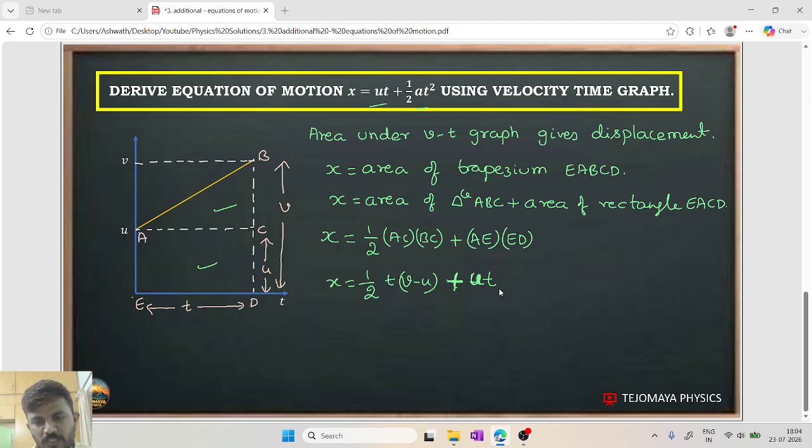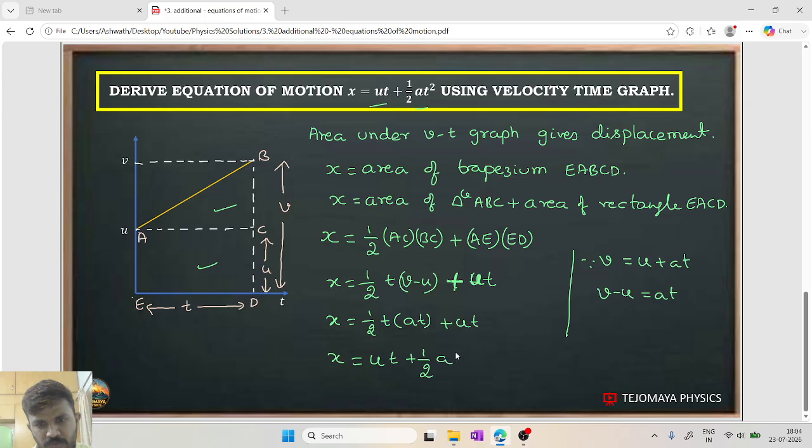Okay, so what is V minus U? From the first derivation, that is V is equal to U plus AT. V minus U is equal to AT. Half into T into V minus U, which is AT, plus UT. So first I'll write UT plus half into A into T square, hence derived. This is the third equation of motion, that is x is equal to ut plus half at square.